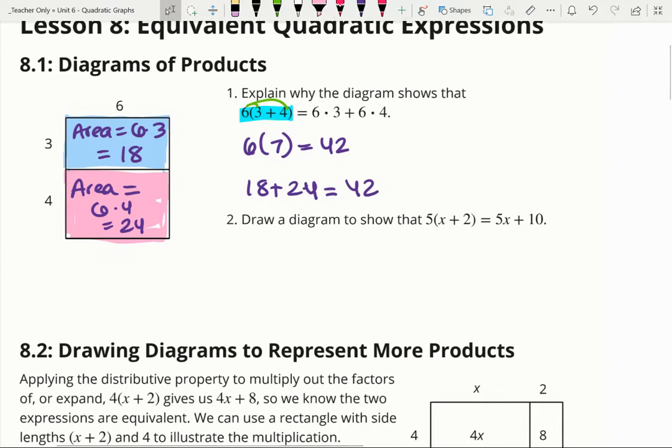product. So question 2 asks us to draw a diagram to show that 5 times x plus 2 is equal to 5x plus 10. And I think we can use our example number 1 as a model. So I'm going to draw a rectangle here. And one side of that rectangle is going to have a side length of 5, so I'm going to write 5. And then the other side, x plus 2, I'm going to split that rectangle into two parts so that one part of it is x, and then adding 2 to that gives me the whole side length there.